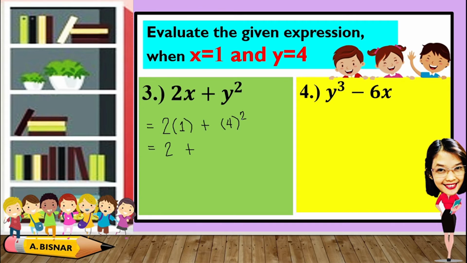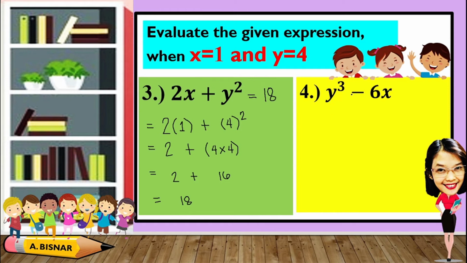Plus 4 squared. From what we have studied, 4 squared means you're going to multiply the base to itself twice. So 4 squared is equivalent to 4 times 4. And from the GEMDAS, you have to multiply this first. So 4 times 4 is 16, plus 2, then the answer will be 18. So if we evaluate 2x plus y squared, the answer will be 18.